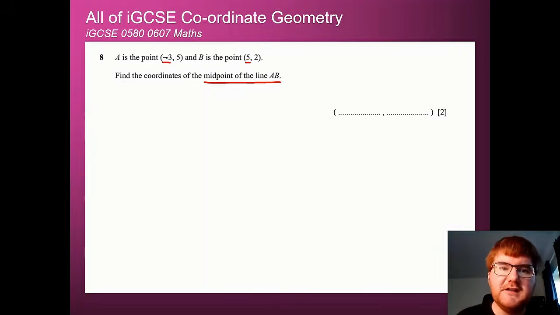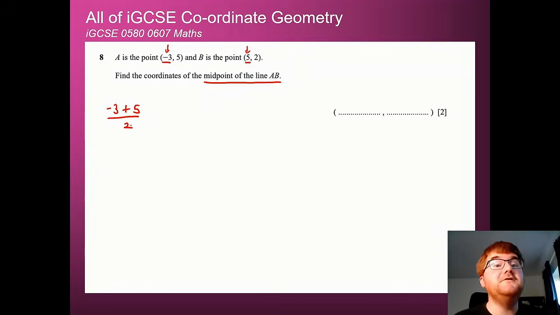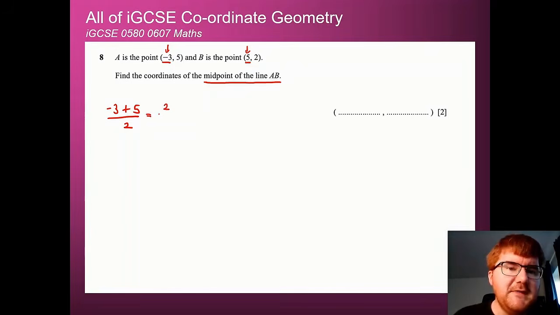So let's do the first part. We've got -3 as our x coordinate and 5 as our x coordinate here. So we are going to add them together. So -3 plus 5 and then divide by 2. Remember, to work out the mean of two numbers, you add them together and divide by how many there are. If we do that process, then -3 plus 5, that's equal to 2, and 2 divided by 2 is 1.